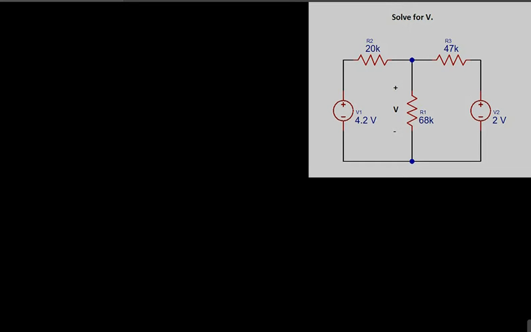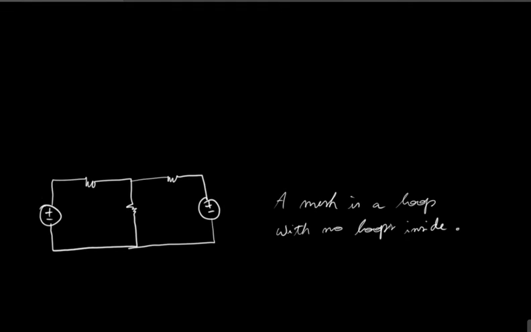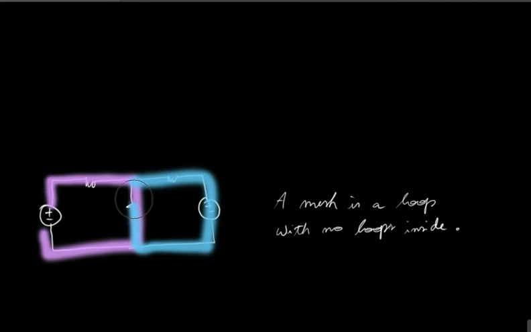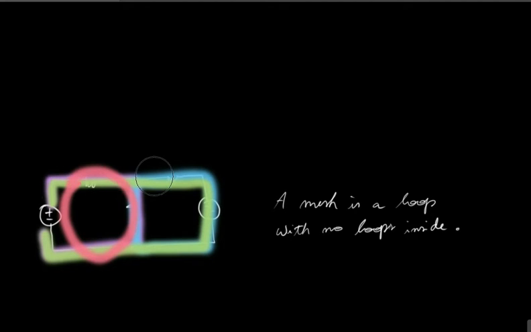For this problem, to solve for V, we're going to be using mesh analysis. What is a mesh? A mesh is a loop that has no loop inside of it. So this is one loop here. This is another loop. But also there is a loop around the entire perimeter of this circuit. But only two meshes. Because again, a mesh is a loop that has no loop inside.